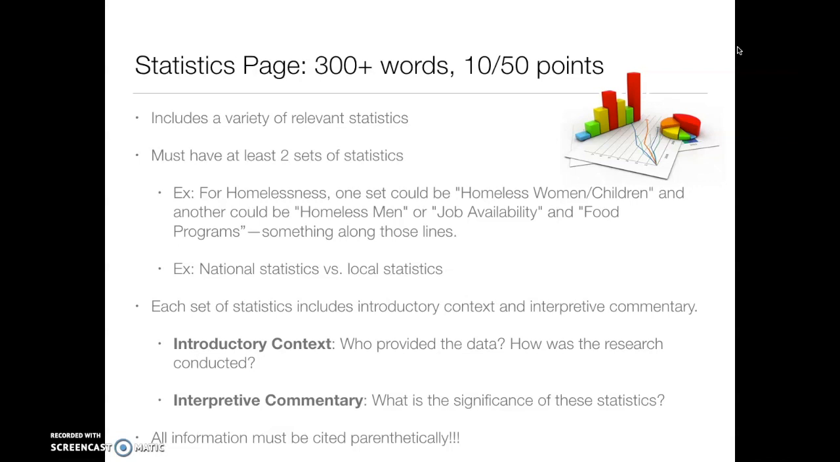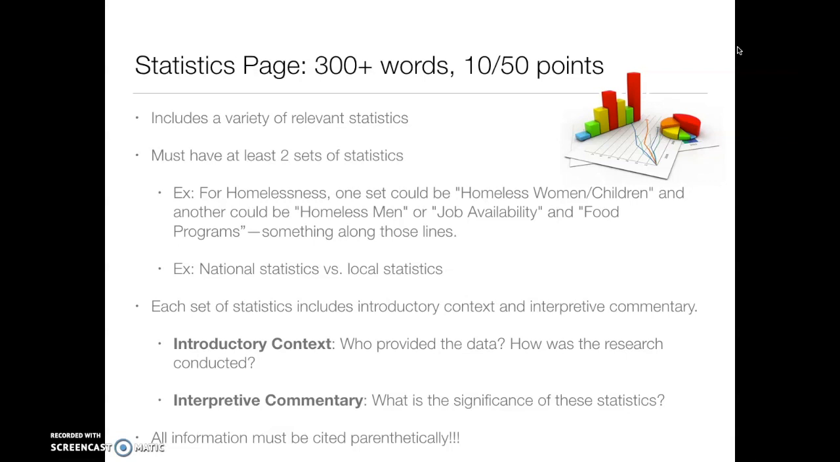You want to break up your statistics into chunks, okay? Because once again, if you were going to a website and you just saw a giant list of statistics, you're probably not going to read through all of them. But if you get small amounts of statistics in chunks, you're more likely to actually look at that. Another example of breaking your statistics up into two sets, maybe you do a national set of statistics versus a local set of statistics. Okay, hopefully that makes sense to you guys.